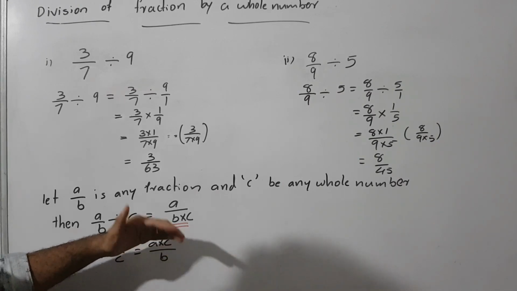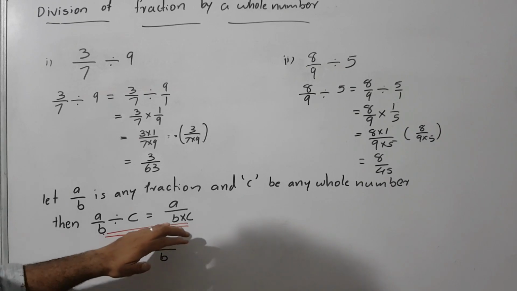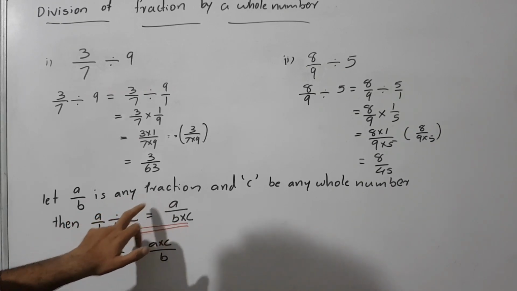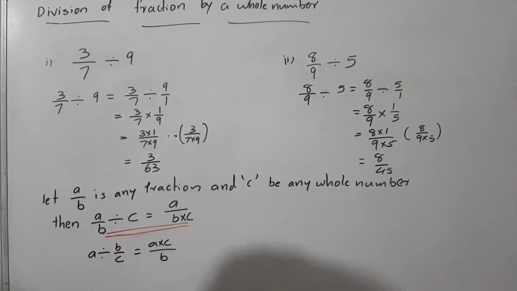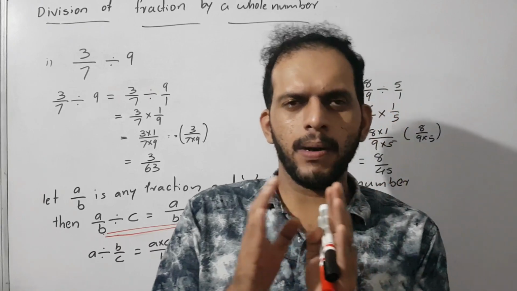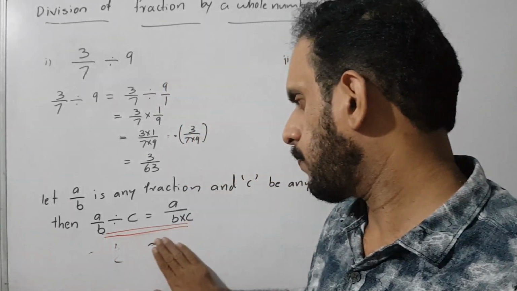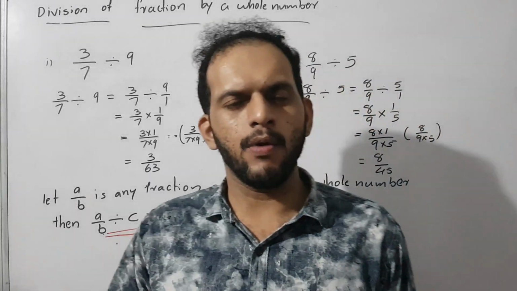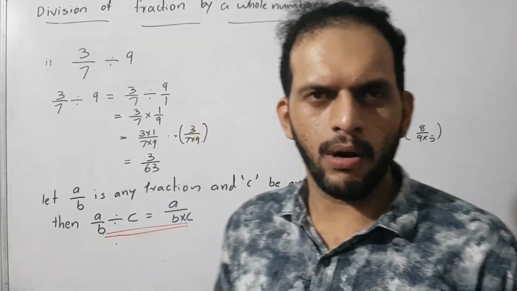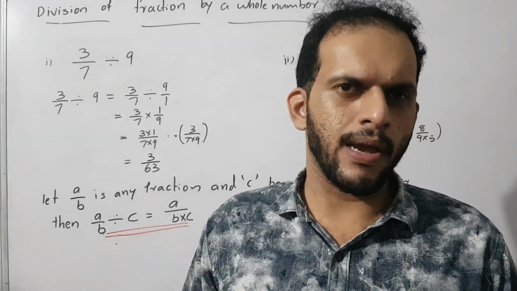The product comes in the numerator in the first case, and the denominator stays as the denominator. Here the numerator is the same and we multiply in the denominator. Okay, these are the two cases. First, we divide a whole number by a fraction, and second, we are dividing a fraction by a whole number. I think you got this difference, and you got the idea also.